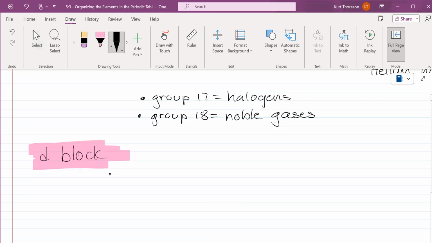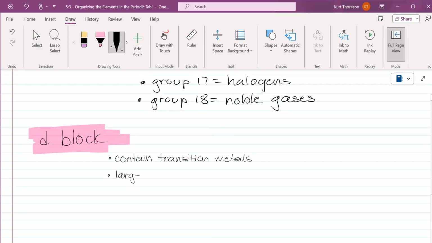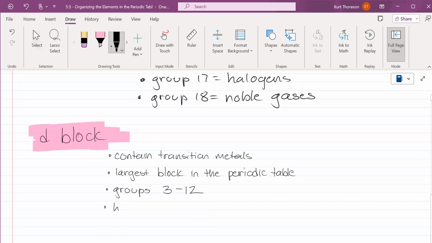A few things about the D block. They contain transition metals. The D block is the largest block in the periodic table. It has groups 3 through 12. And again, this was on your vocab quiz. A group is a column. It can hold a max of 10 electrons. Notice I did not say valence.